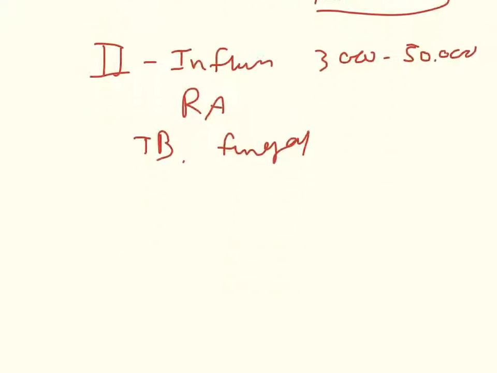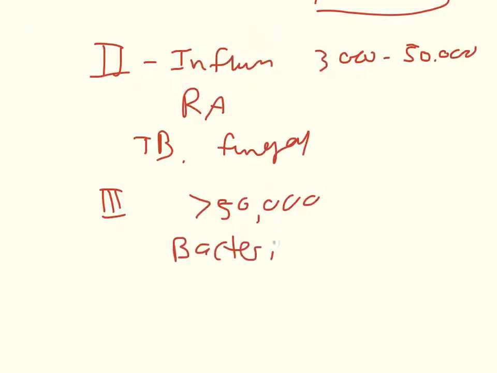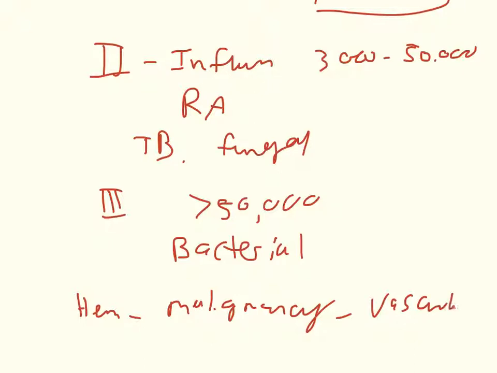Then in group 3, the white blood cell range is going to be greater than 50,000. And this is where you're looking for other bacterial infections. The last type is not given a group number, but it's called hemorrhagic. This is where you would look for malignancy. You would also look for any type of bleeding disorder or vascular disorder.